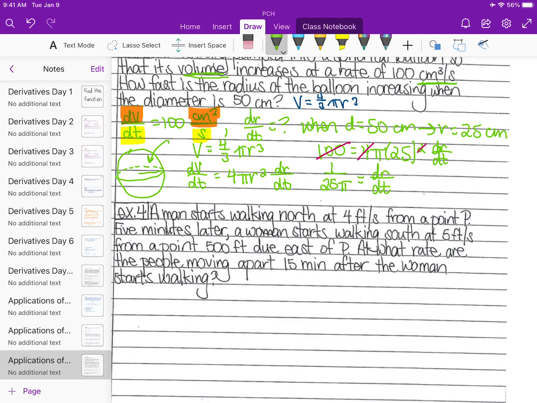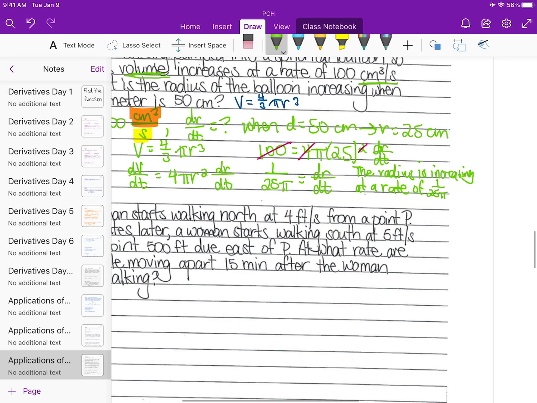So now the radius is, oops, I got ahead of myself, is increasing at a rate of, what is it, 1 over 25 pi. So now the units for volume were centimeters cubed per second. The radius is going to be measured in length, so it's centimeters per second. At the moment when, what did they give me? The diameter is 50 centimeters.